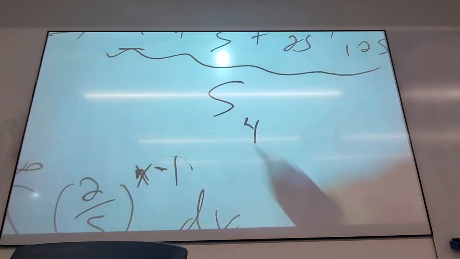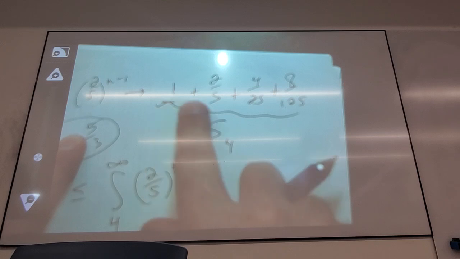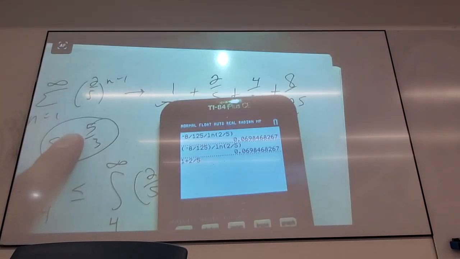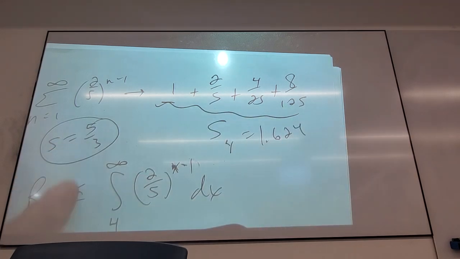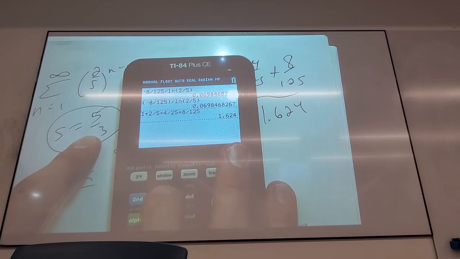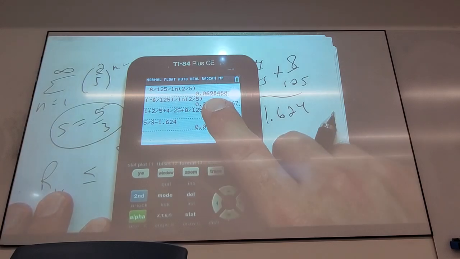Now, real quick. The total sum is 5/3, yes? Stay with me now, we're almost there. What is 1 plus 2/5 plus 4/25 plus 8/125? We get 1.624. And so what's 5/3 minus 1.624? So we're actually about 0.0426 away. So that is an upper bound.